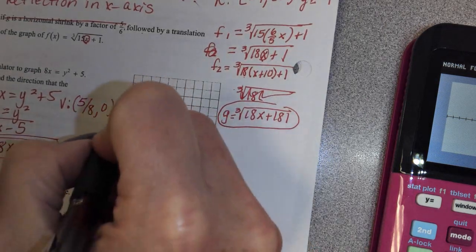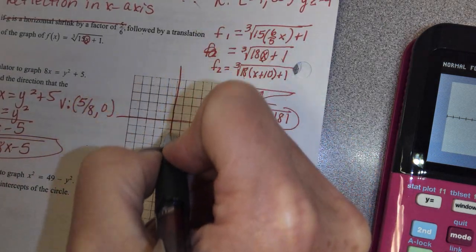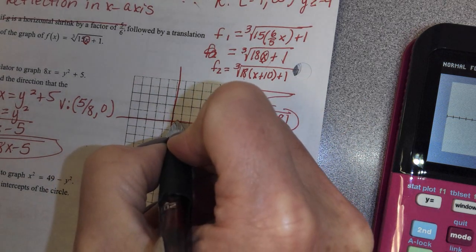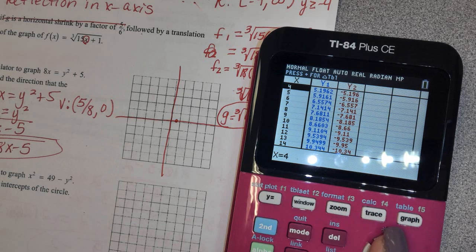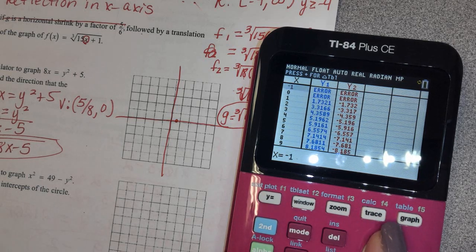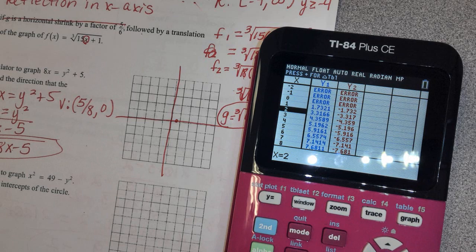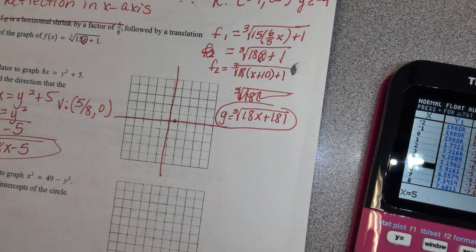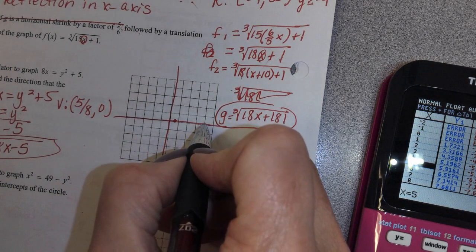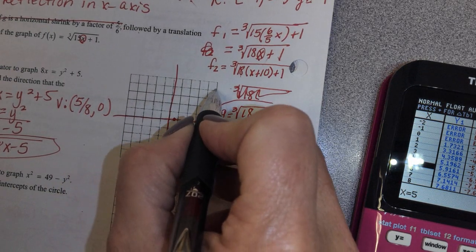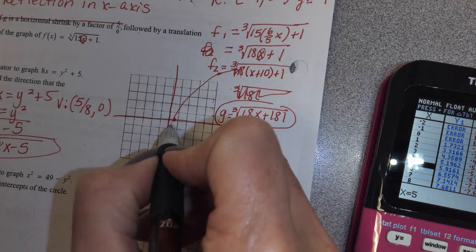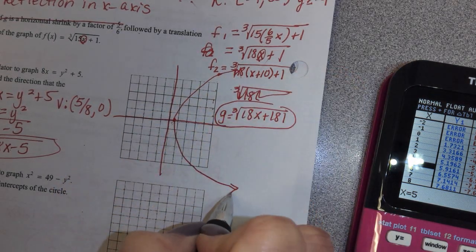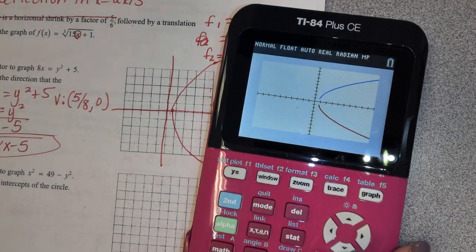Okay, so I'll just graph that. So 5/8 is right about there. And I'm going to want to get a couple more points just to have it a little more accurate. And I'll just use this one. 5, I'm almost at 6. Looks about like that. Okay.